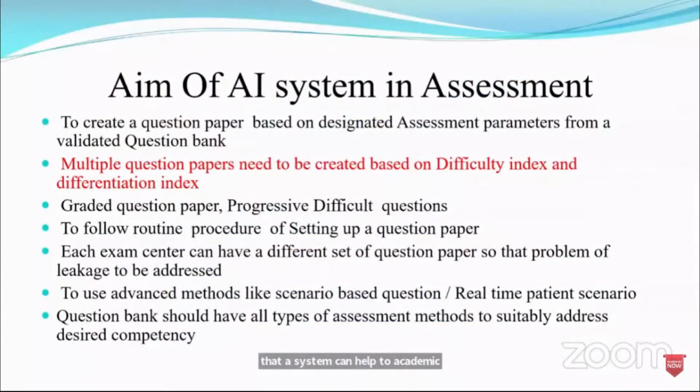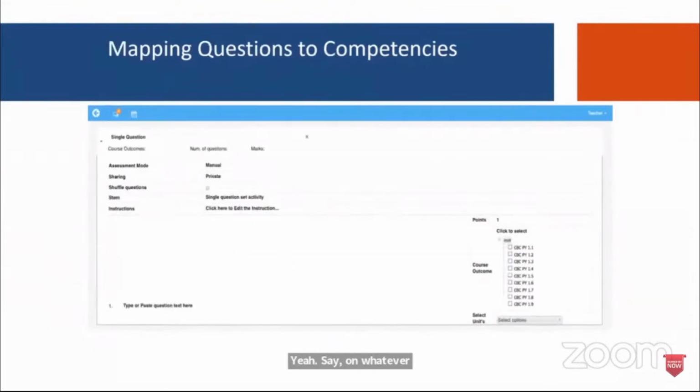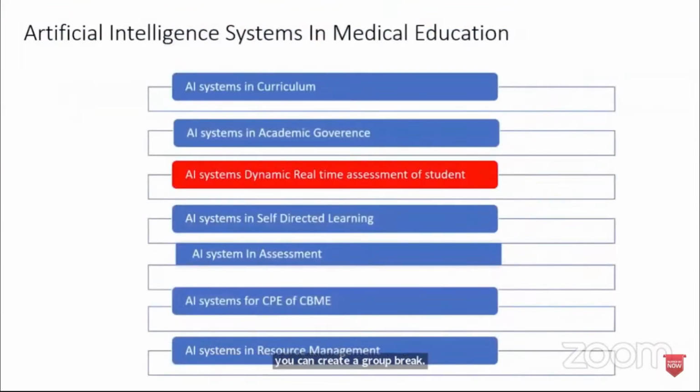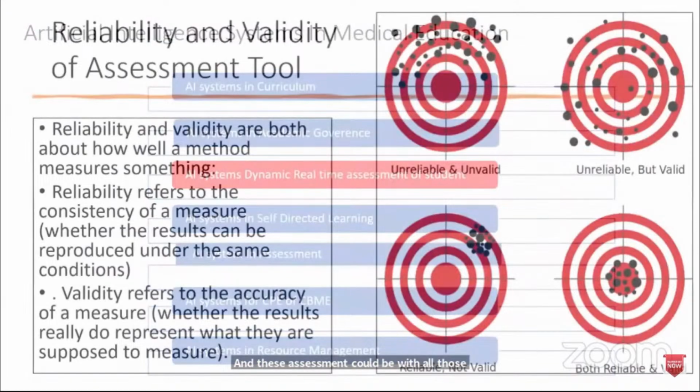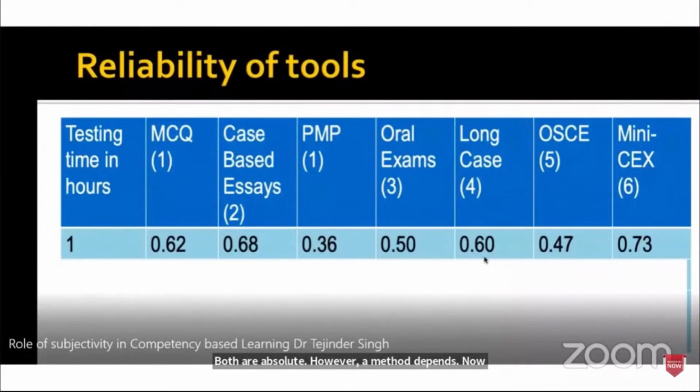Then it can be used for assessment, where we could have, say, a database of question papers with calculated difficulty index and differentiation index, and we can design new question papers, say on whatever set you want, and then you can create a rubric, and this assessment could be done with all those possibilities available. Now, another thing is it can be used to find out about assessment, because while doing assessment, there are 2 things happening. One is called reliability and validity. And reliability and validity both are absolute. However, method depends. Now, what is required is if you want to have reliability.